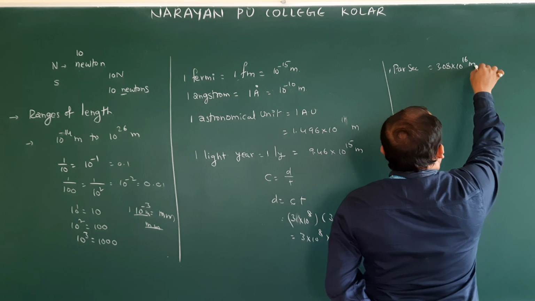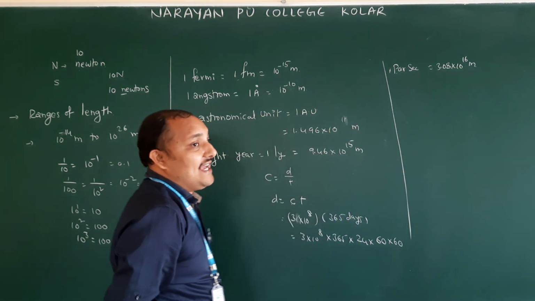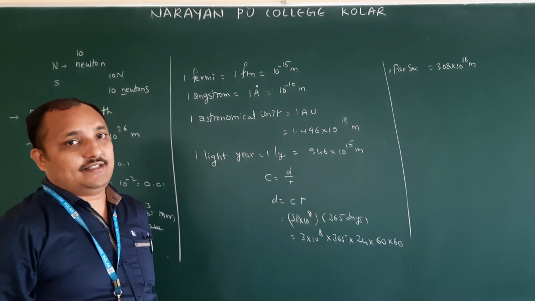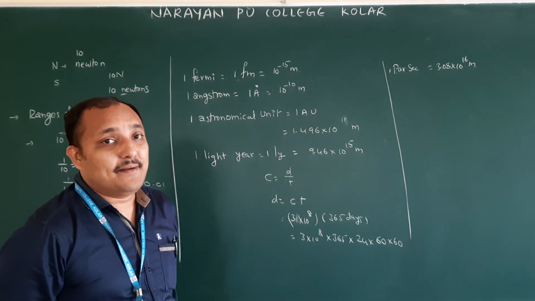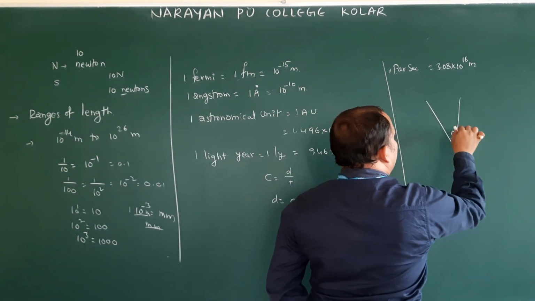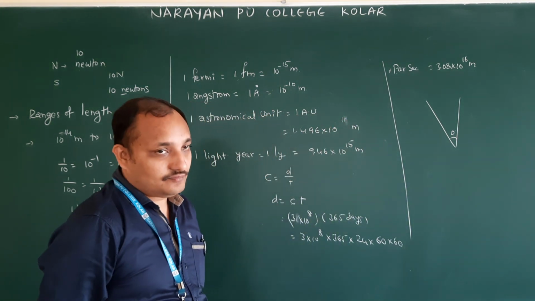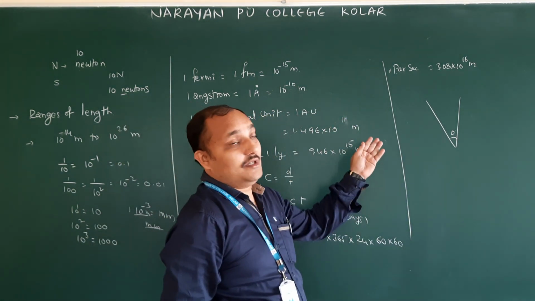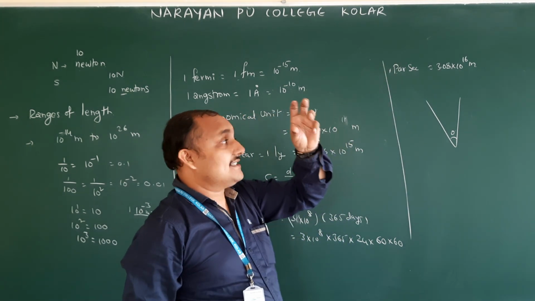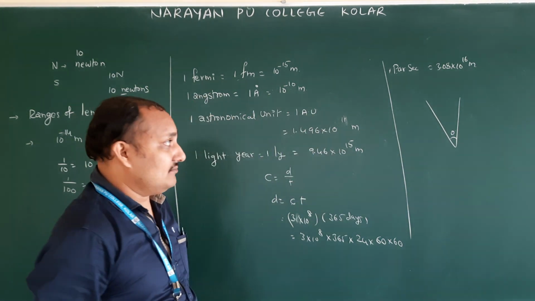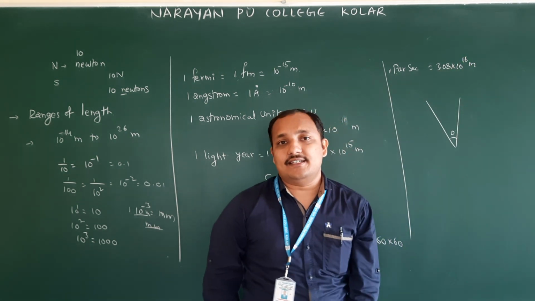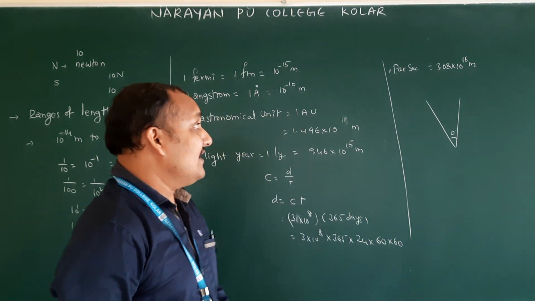3.08 into 10 power 16 meters. What does the definition mean? The average radius of the Earth's orbit. Subtends means it makes some angle, and that angle is 1 arcsecond. A parsec is the distance at which the average radius of the Earth's orbit subtends an angle of 1 arcsecond. It equals 3.08 into 10 power 16 meters. So that is the definition of parsec.